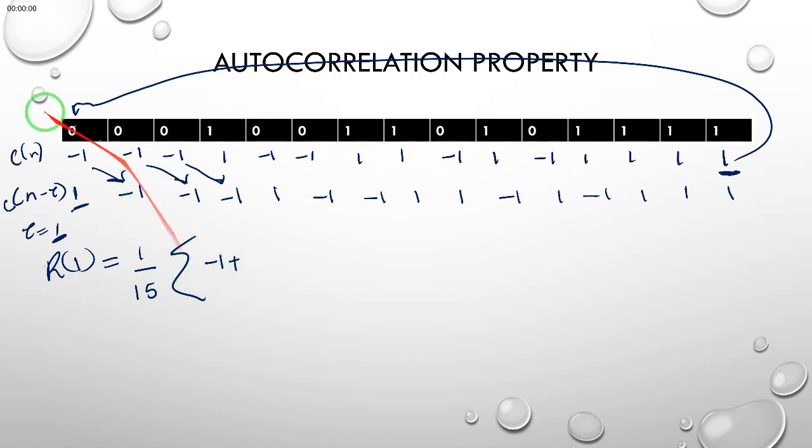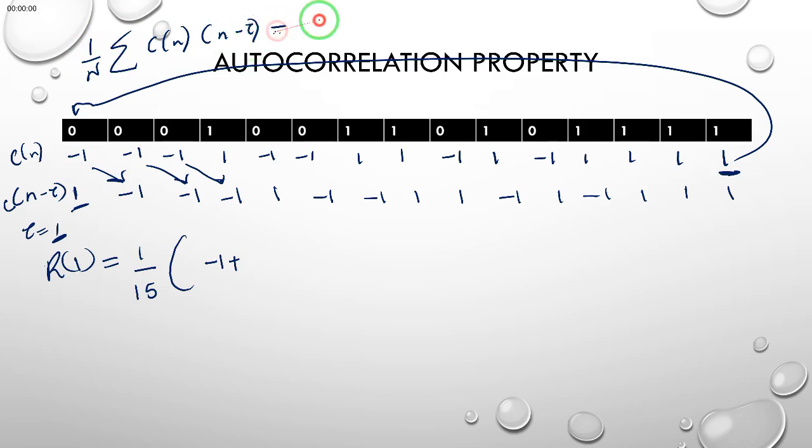So this symbol means that we are going to be adding the products of these two. Remember the formula, we have defined it as 1 over n, sum of C of n times C of n minus tau. This is equal to the autocorrelation function of tau, being the delay. So we have evaluated this code and the code with 1 delay. Therefore, we multiply these two. This simply means that you're multiplying this code with this code.